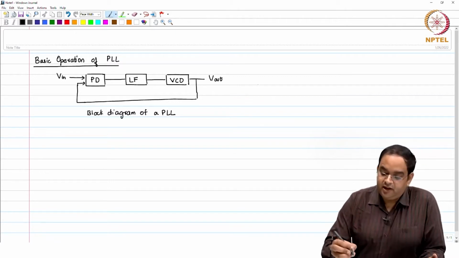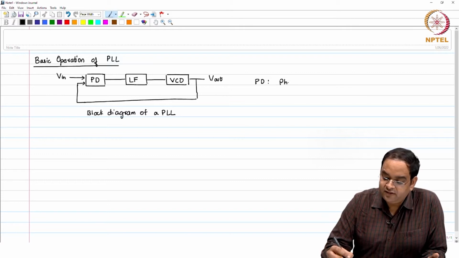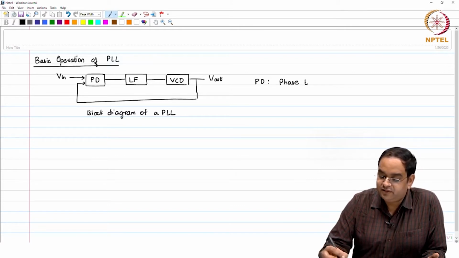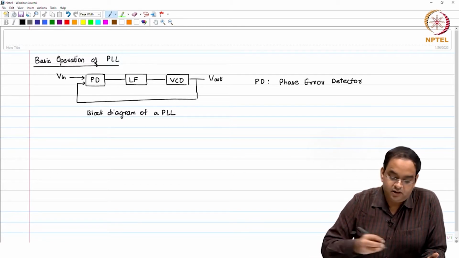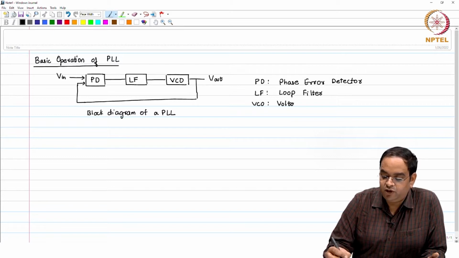Here PD stands for phase error detector. We will see what it does. LF stands for loop filter, and VCO stands for voltage controlled oscillator.